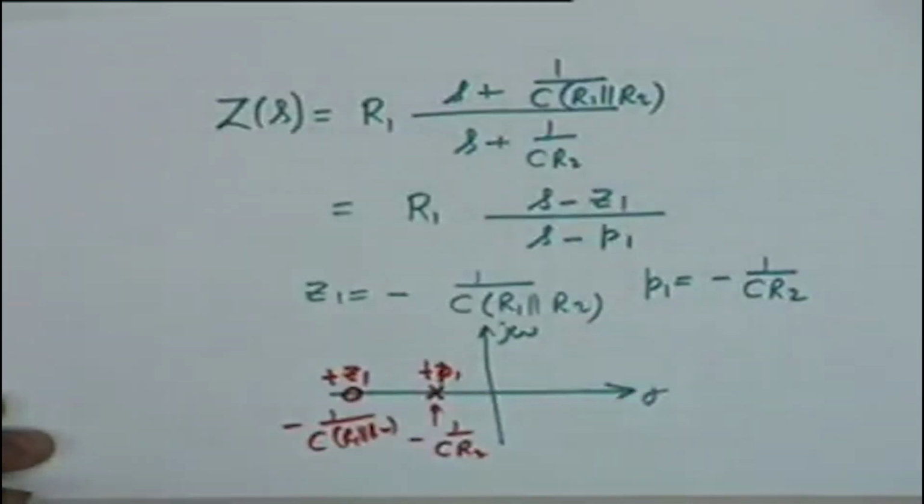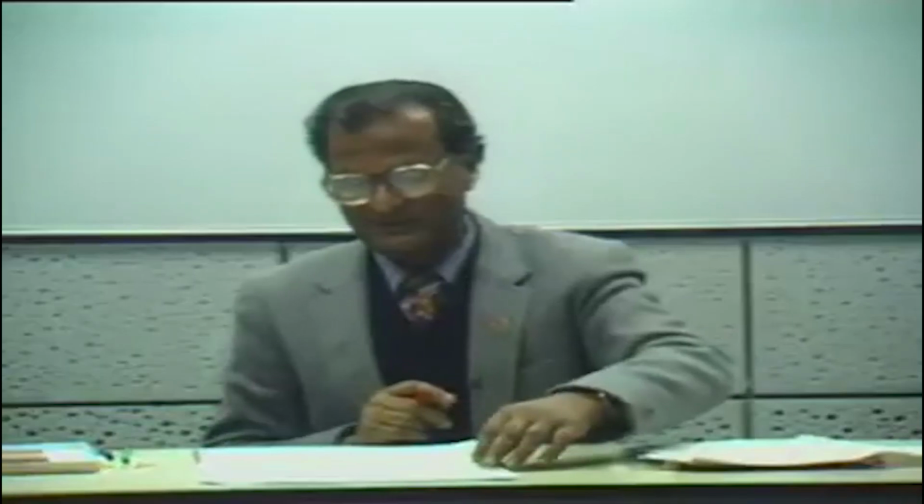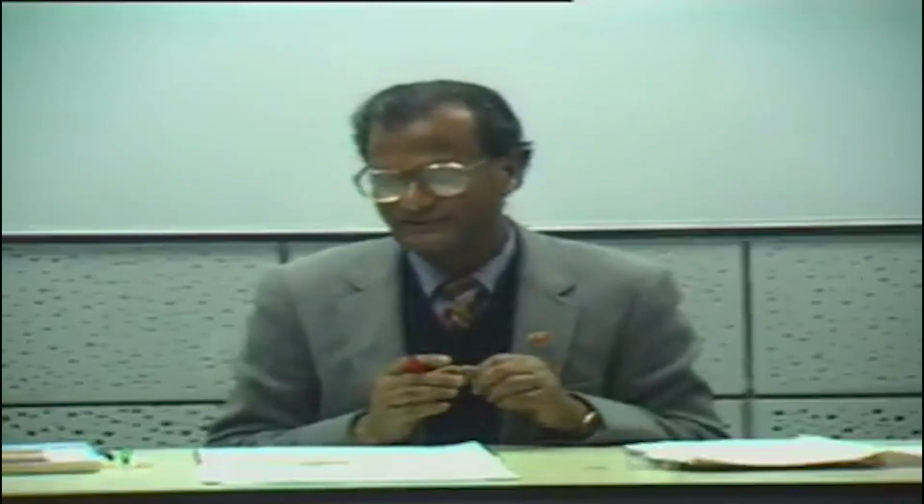Absolutely right. Okay, now listen to me carefully. What I defined here as poles and zeros were purely mathematical convenience. We said Z of S is a rational function. So I find out the roots of the numerator, roots of the denominator. I call the roots of the numerator as zeros and the roots of the denominator as poles.